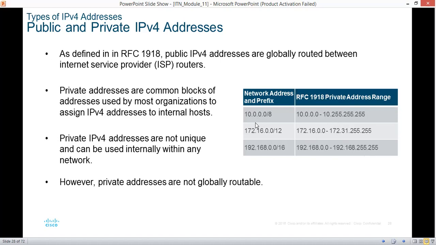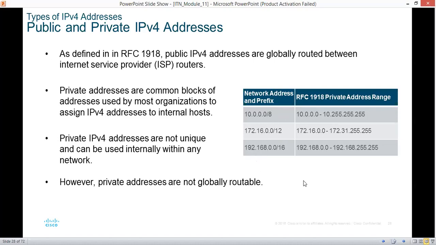Remember, this is class A, the second one is class B, the last one is class C. And if you recall vividly, I said for class A, any number from 0 to 127 is in class A, of which 10 falls within that range. So 10 is a class A. Then remember, we also said from 128 to 191 is class B. So 172 falls within that range, so this is a class B, but in this case, it's a private class B. Then 192 to 223 is class C, so 192 falls within that range.